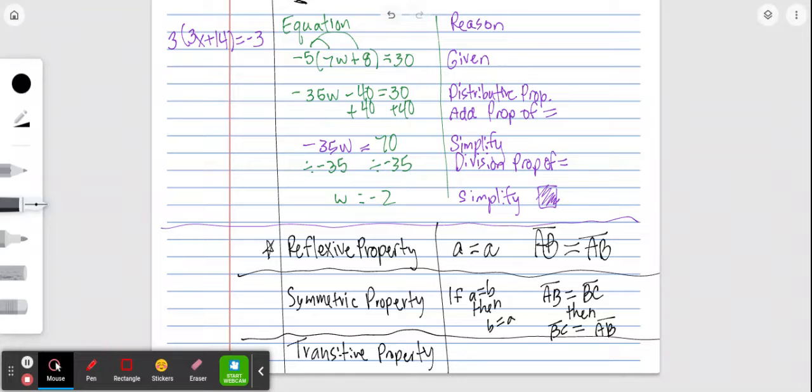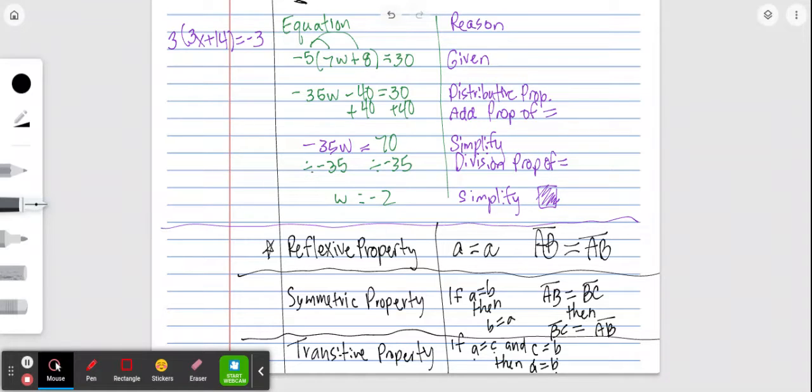I don't know how to pronounce it. But it says that if something is equal to something else and that something else is equal to a third thing, then the original is equal to the third thing. So like if angle A equals angle C and angle C equals angle B, then angle A also equals angle B, which makes a lot of sense.